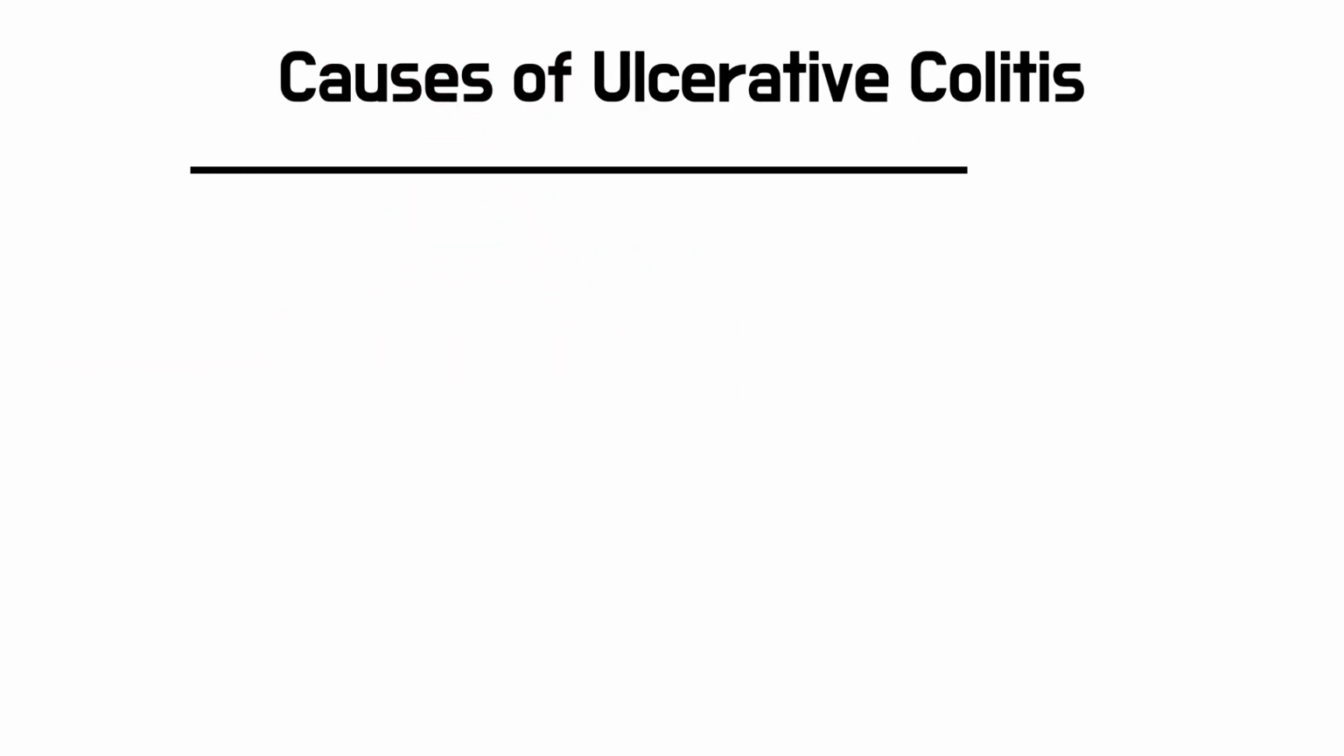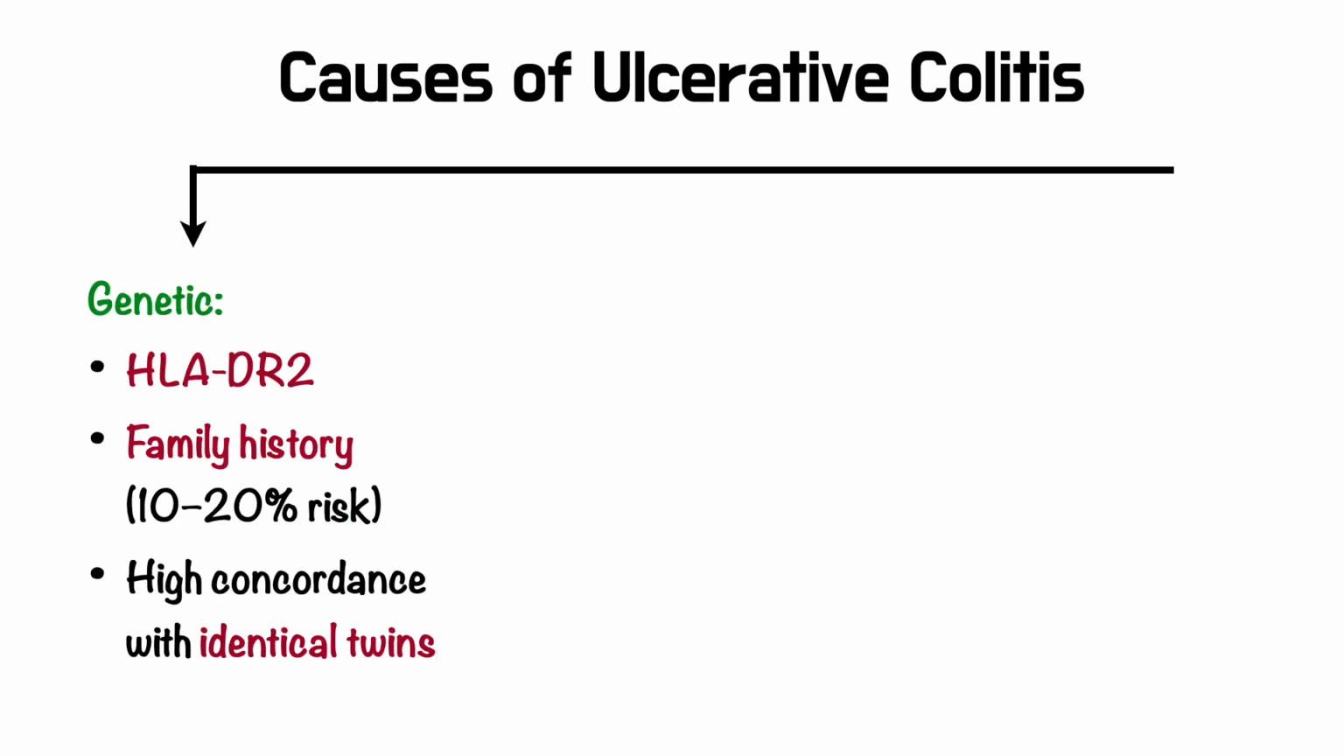The causes, or risk factors, of ulcerative colitis in genetic factors include HLA-DR2. The HLA locus has a vulnerable part of the gene in ulcerative colitis. With a family history, there is a 10 to 20% increase in incidence, and in identical twins there is high concordance, up to 50% of cases.